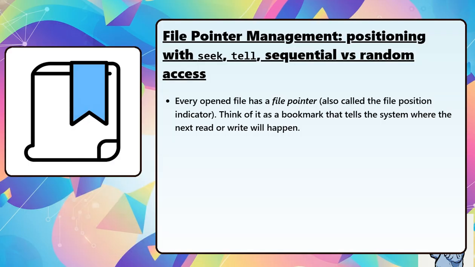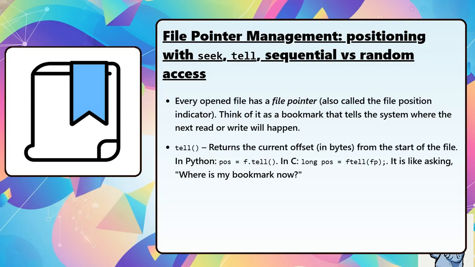Every opened file has a file pointer, also called the file position indicator. Think of it as a bookmark that tells the system where the next read or write will happen. tell returns the current offset in bytes from the start of the file. In Python, pos equals f.tell(). In C, long pos equals ftell(fp). It is like asking, where is my bookmark now.